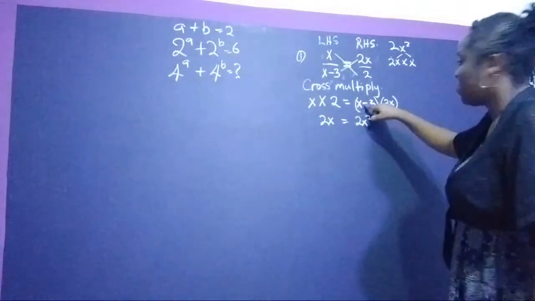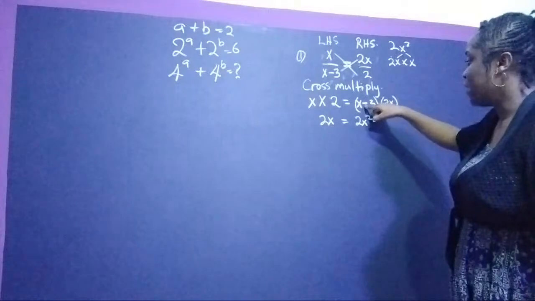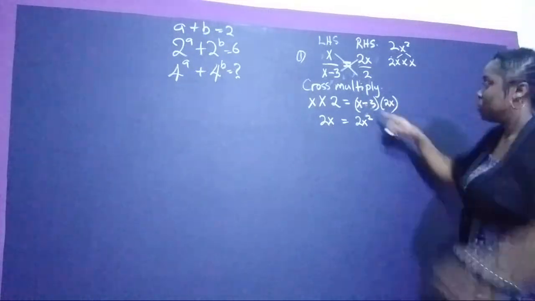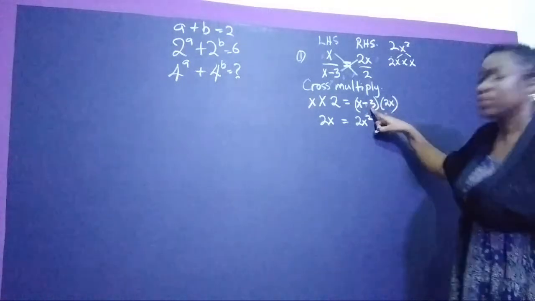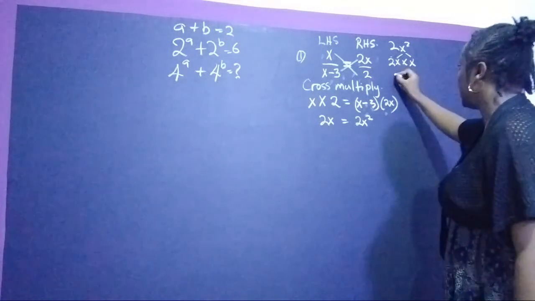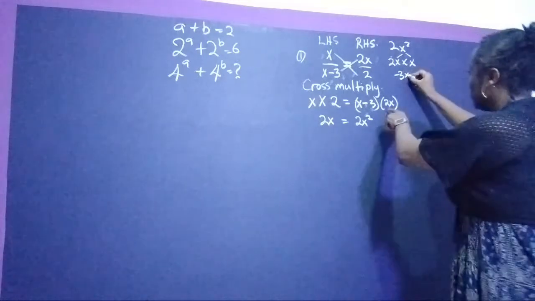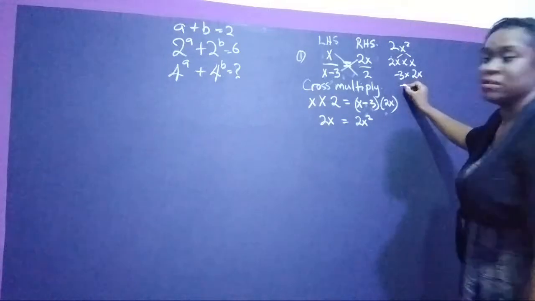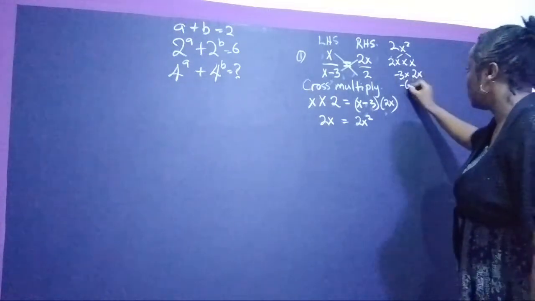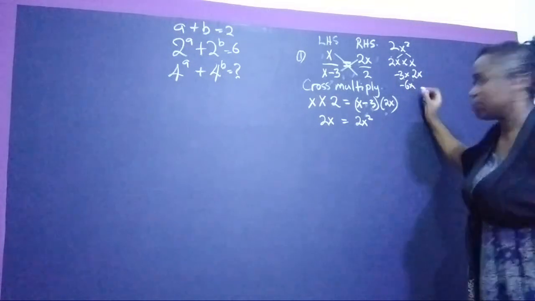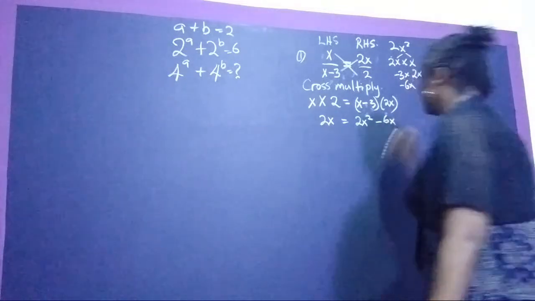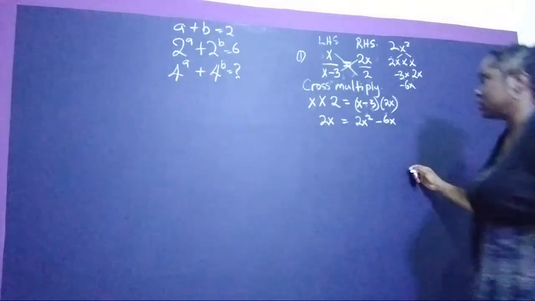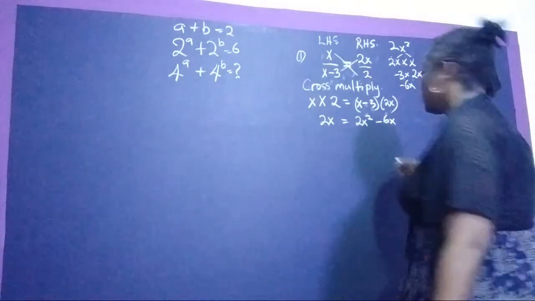Then we have a minus sign here. This minus is the twin brother of 3, so we have minus 3. Minus 3 times 2x gives us minus 3 times 2, which is 6, times x. So we have minus 6x.